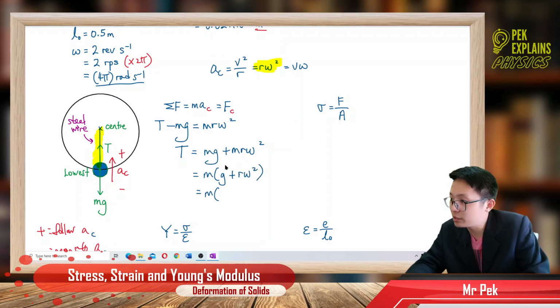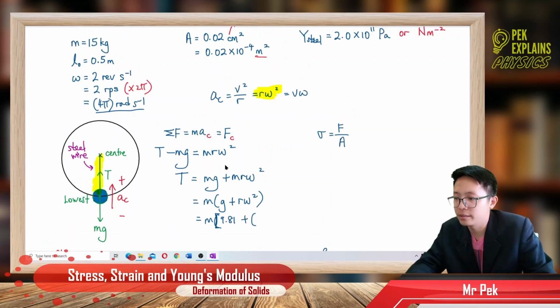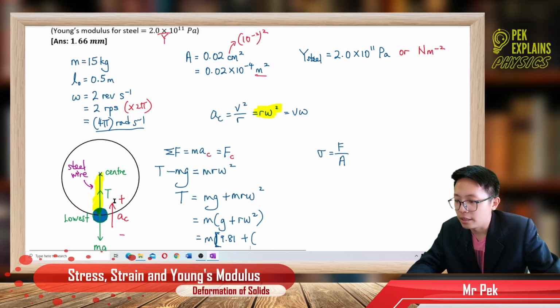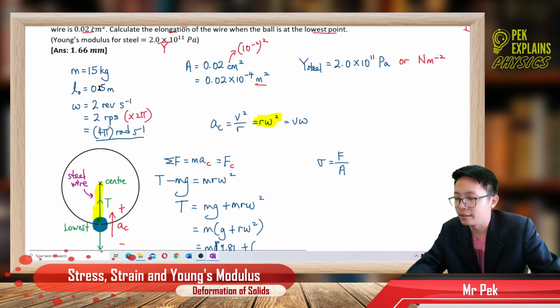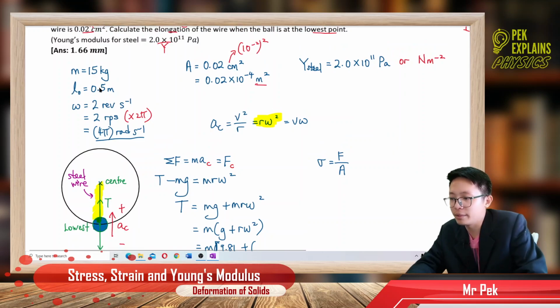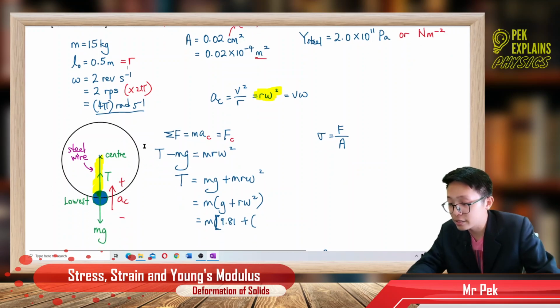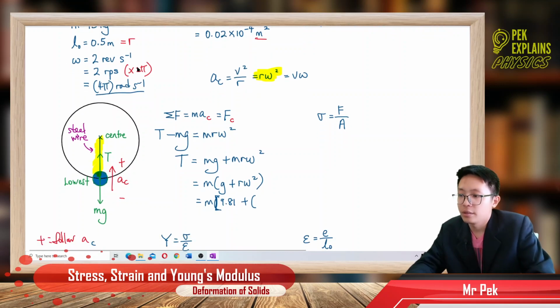And g is 9.81 plus the r. What is r? Do we have r? Our r is actually the length of the steel wire. This is the length of the steel wire that becomes the radius, because the whole wire is making the circle. The whole length of the wire is the radius of the circle, 0.5.